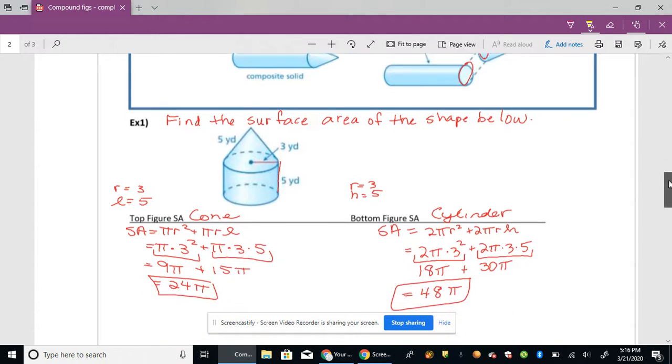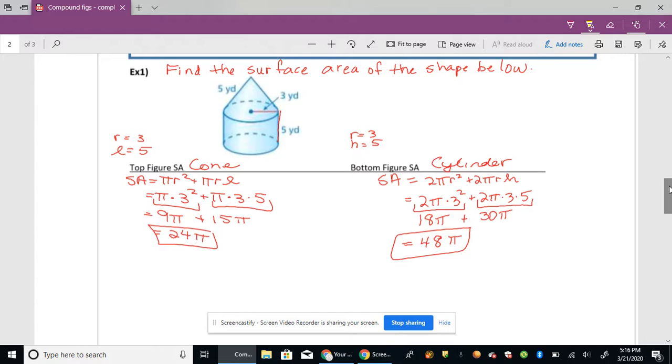So here we go. I want to find the surface area of the top and the bottom of this figure. The top is a cone, so I'm just going to do the cone as usual. I always write out my formula, and my radius is up here. My radius is 3. So I plug it in for R, and my L is slant height. My slant height, guys, is way up here. That is the 5, so I come down here and put in the 5.